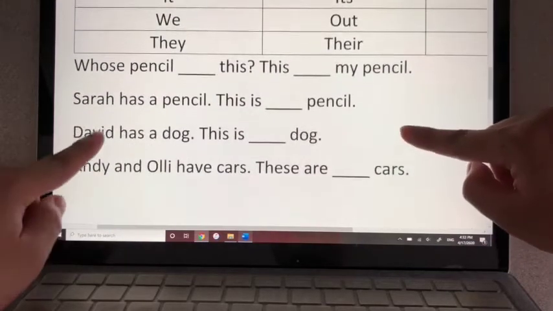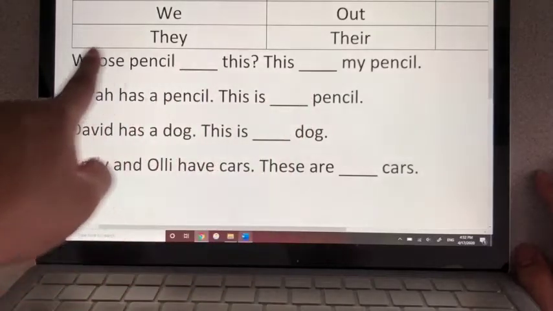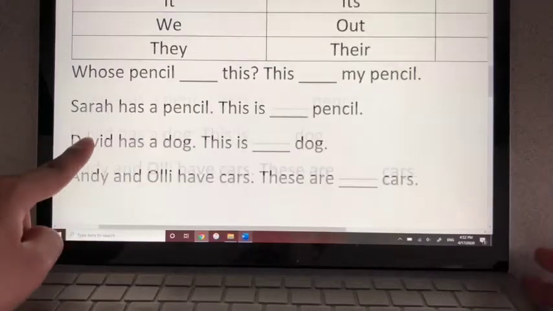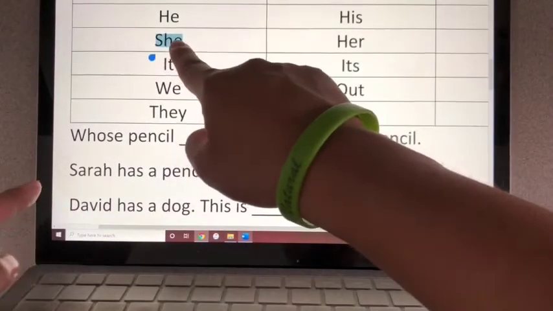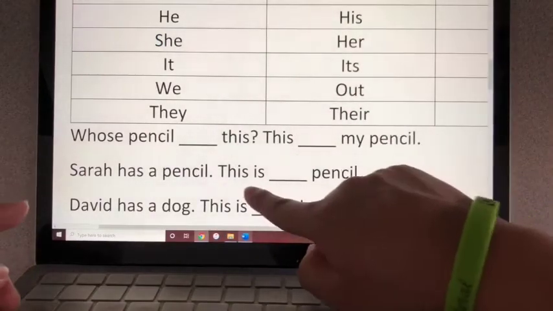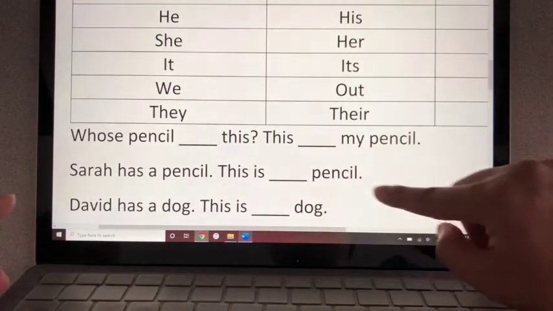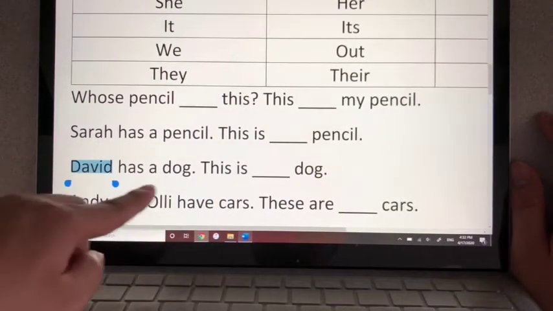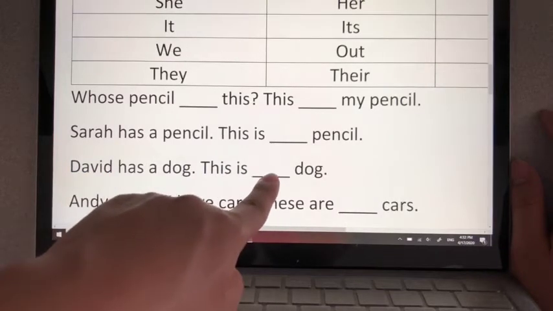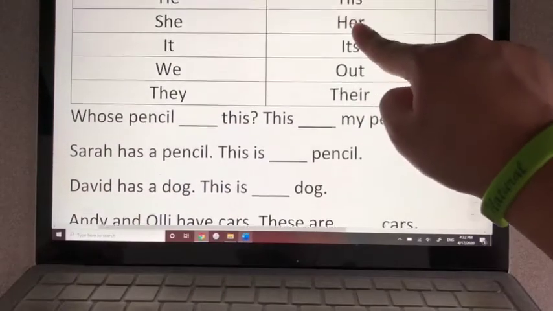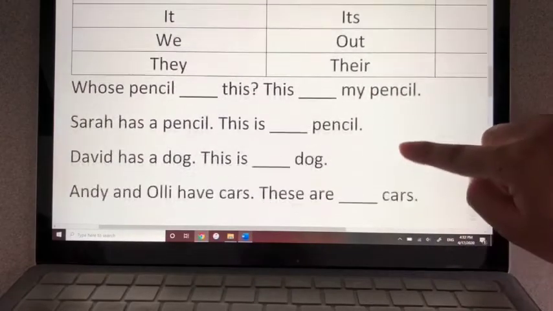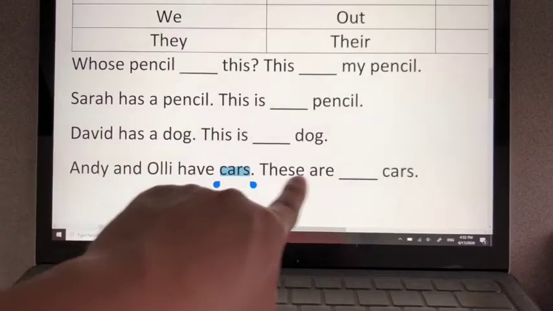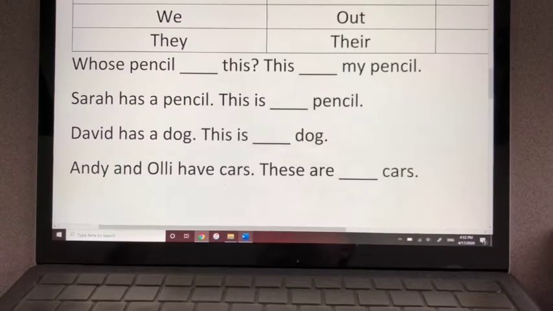So let's get some practice. Sarah has a pencil. Sarah is she. Okay? So she has a pencil. Her. This is her pencil. David has a dog. David is he. So we say, this is his dog. Andy and Ollie have cars. This is two people, so we say they. These are their cars.